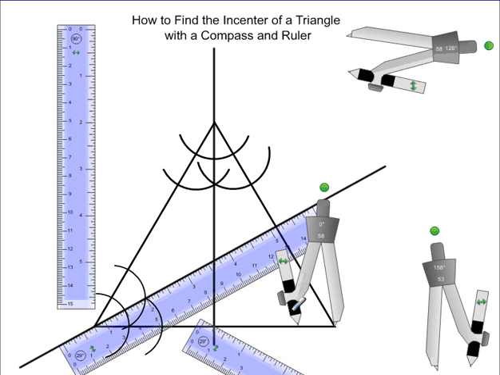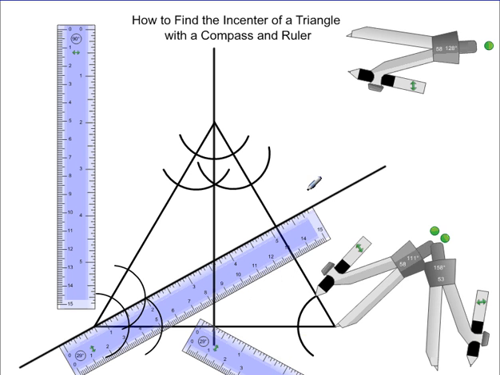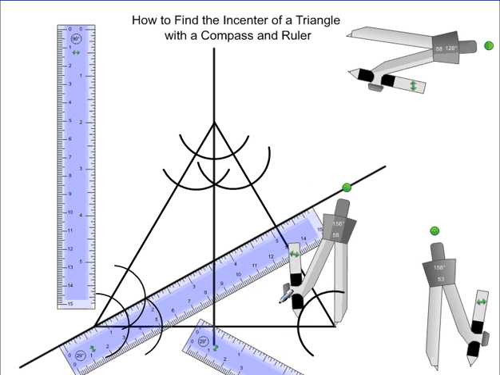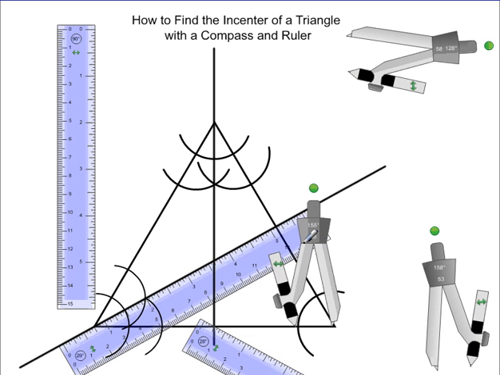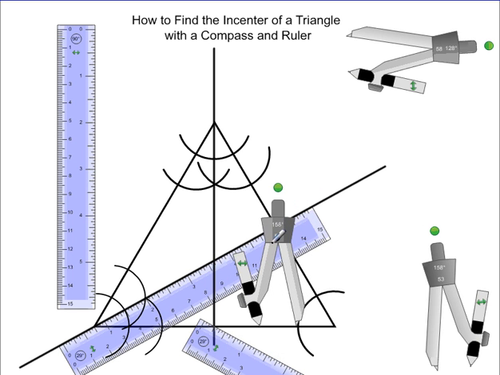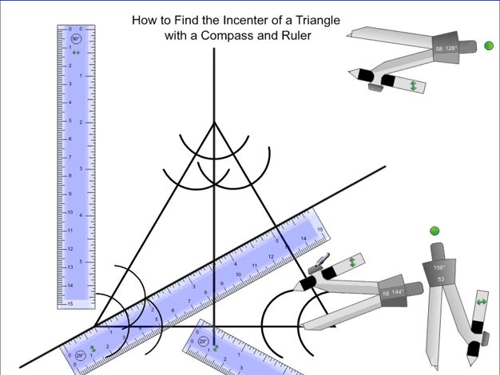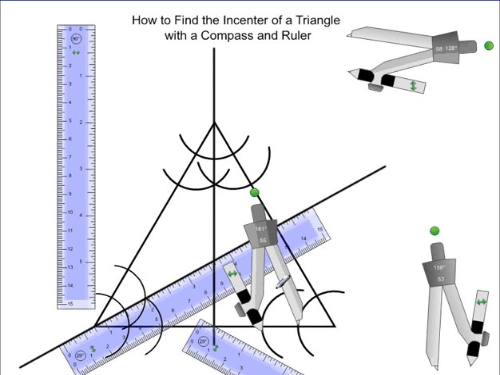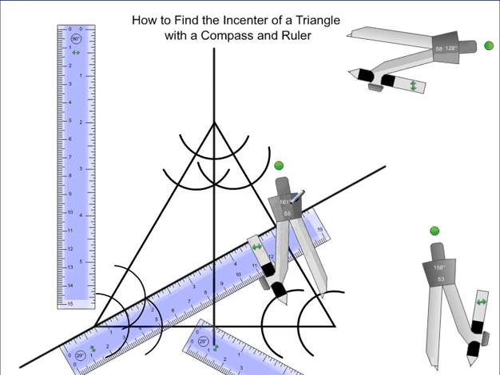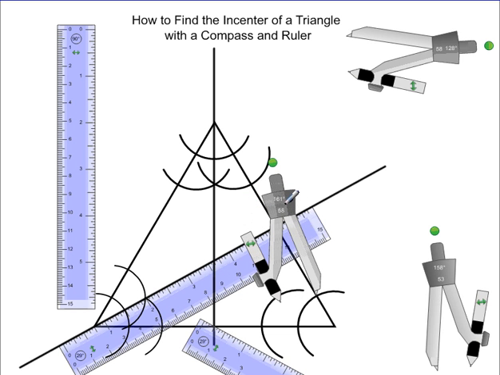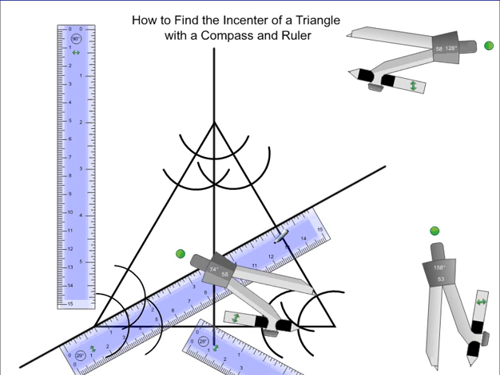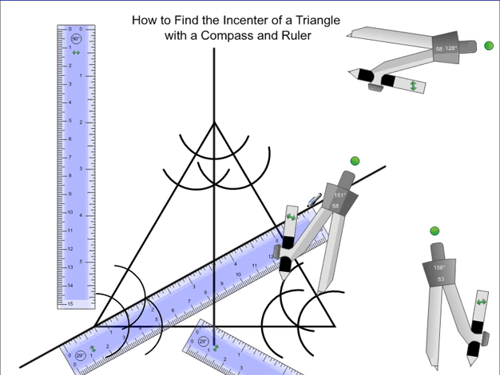So you put your compass at the third angle and draw an arc that intersects both segments of the triangle. Keeping the same distance on the compass, you put the compass at the intersection point of the arc and the segment, and you draw another arc. Now you go to the other segment, put your compass at the intersection point of the arc and the segment, and draw another arc. As you can see, these two arcs also intersect.